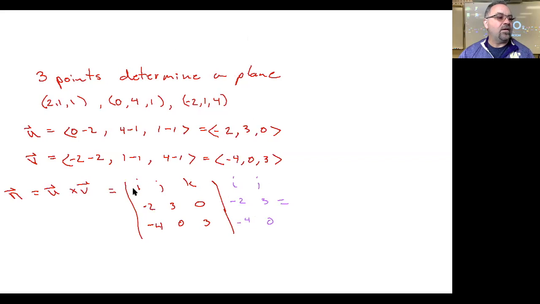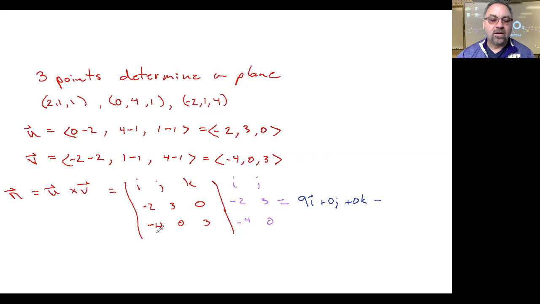So notice I have i times 3 times 3, 9 i's. I have j times 0 times 4, 0 j's. k times -2 times 0. So we didn't get any j's or k's going that direction. Let's go the other direction. Now these are minuses, right?